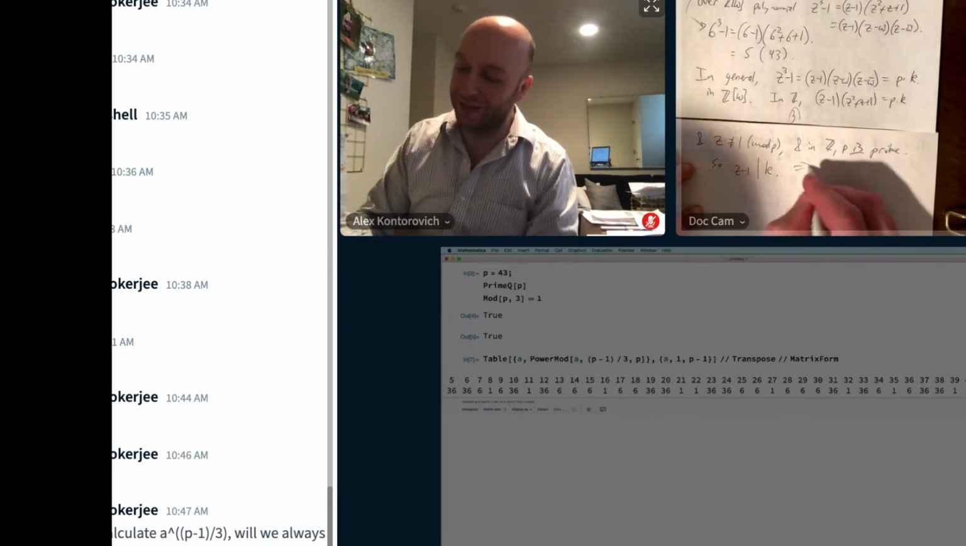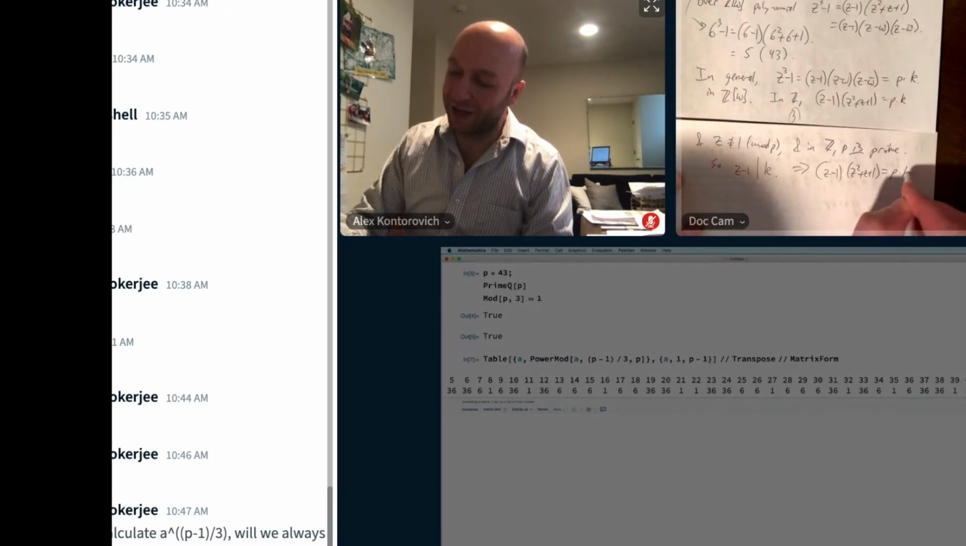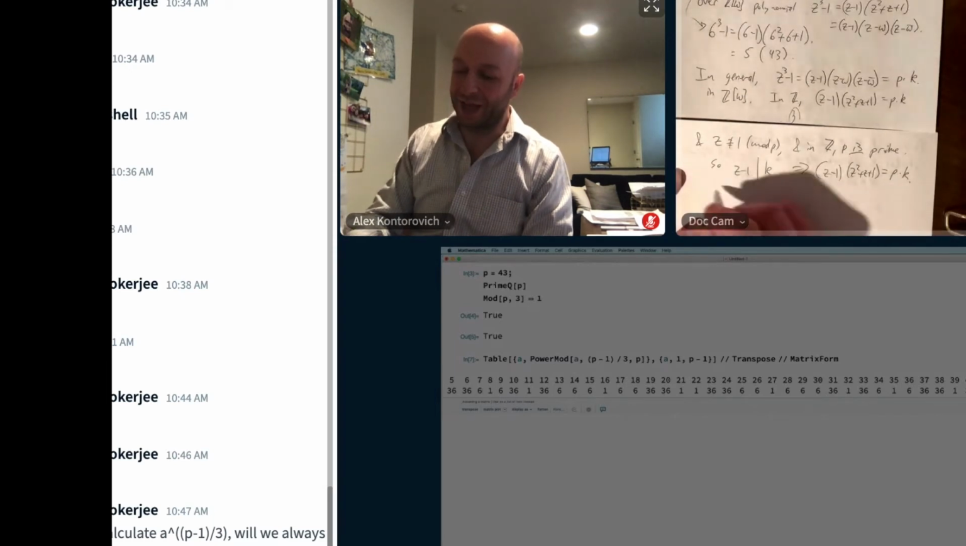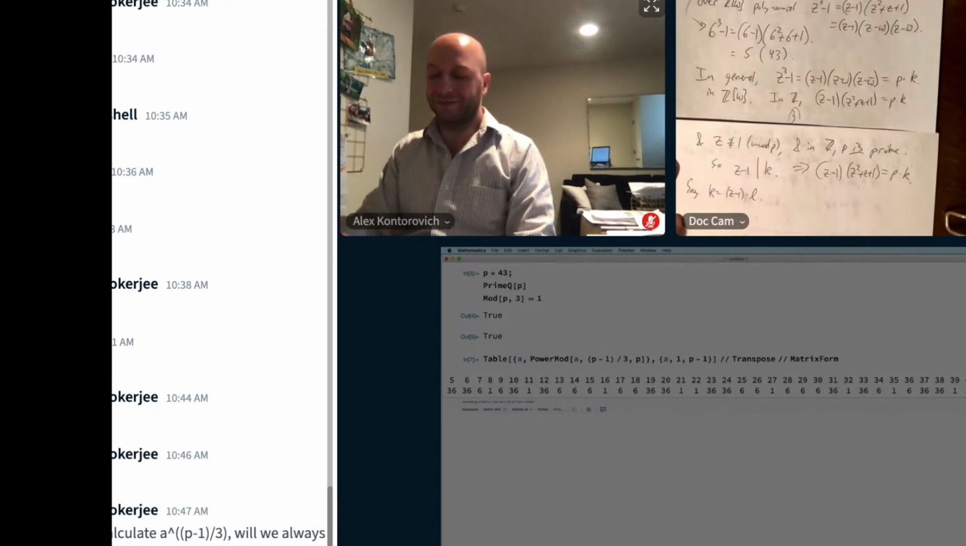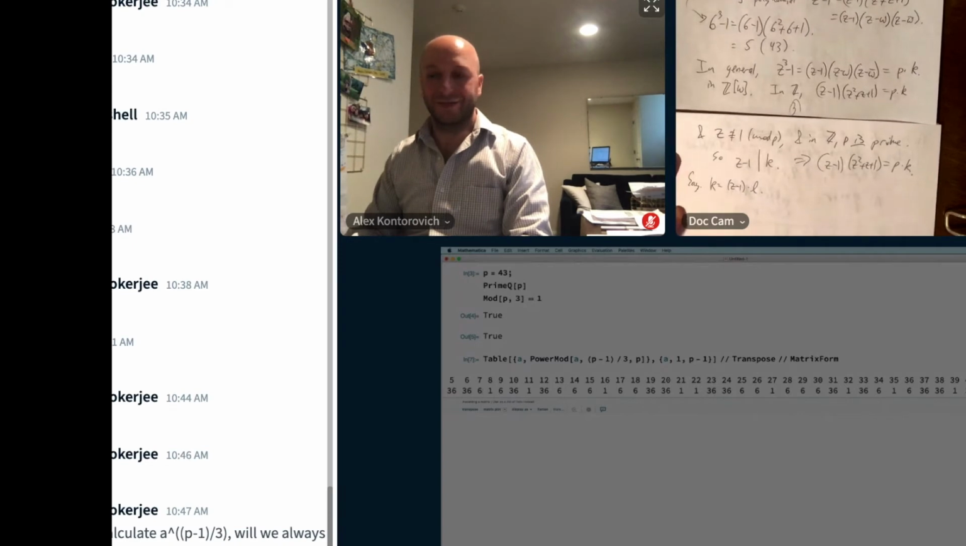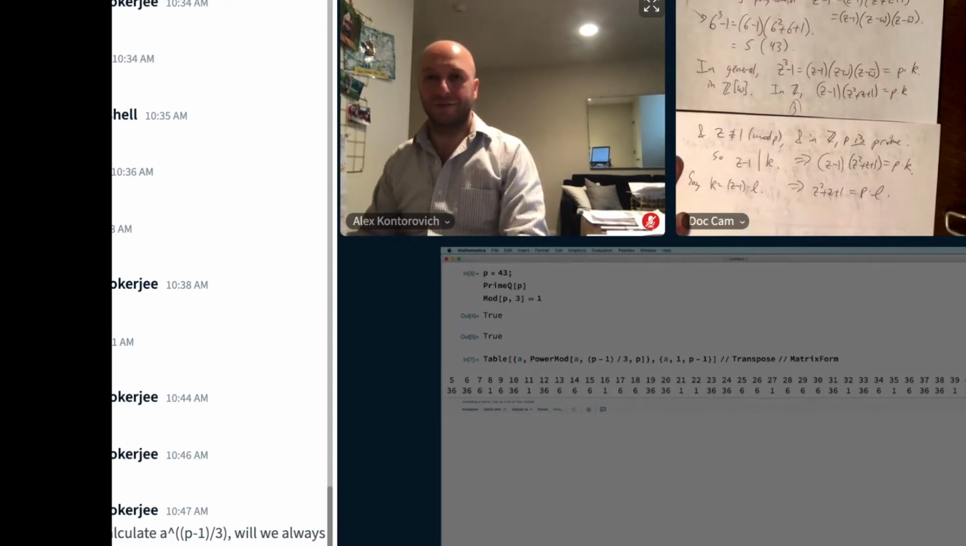And what that means is, in this equation, z minus 1 times z squared plus z plus 1 is equal to p times k. We can divide, so let's say k is equal to z minus 1 times, I don't know, L. So we can divide both sides by z minus 1. If I divide by z minus 1 here and here, what I'm left with is z squared plus z plus 1 is equal to p times L. Does everybody see that?